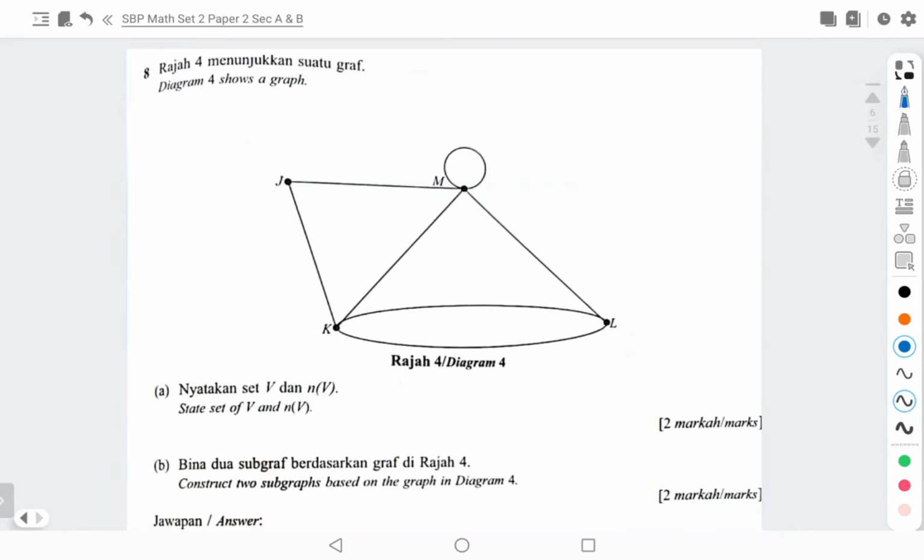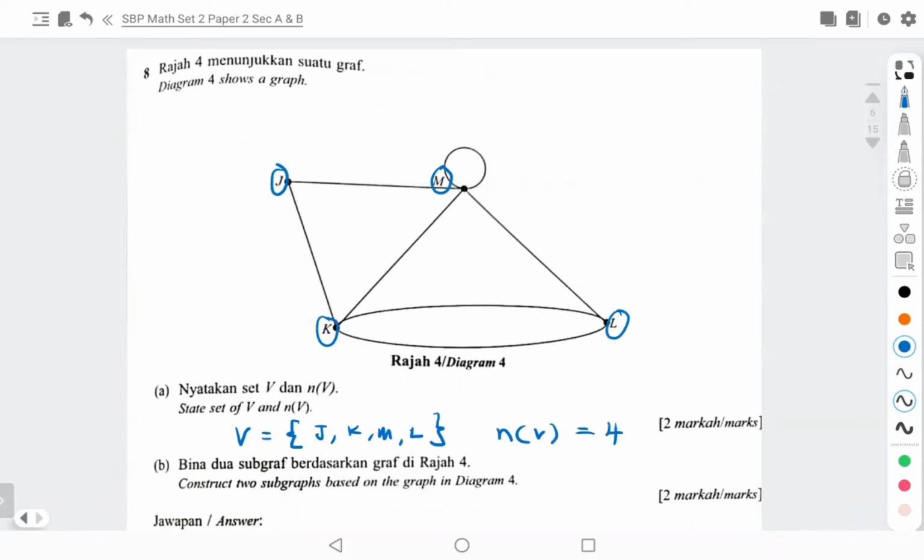When you state, make sure you write down the set notation, the bracket form. So V equal to, you have 4 points. Sequence doesn't matter. So you got the answer already. And bracket V means number of vertices, number of points. Don't count the line, don't count the path. So you have 4 points only. 1, 2, 3, 4. Since you listed down, you got only 4 elements. So number of vertices equal to 4.